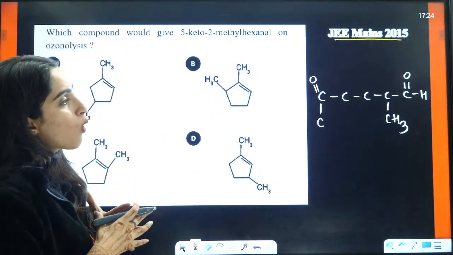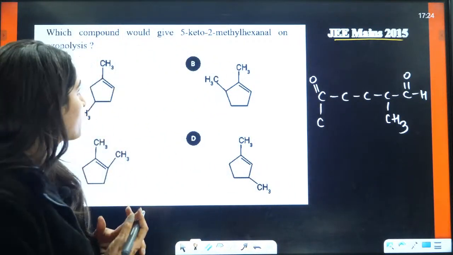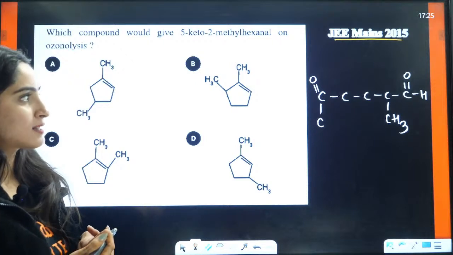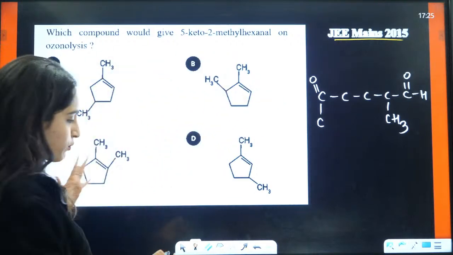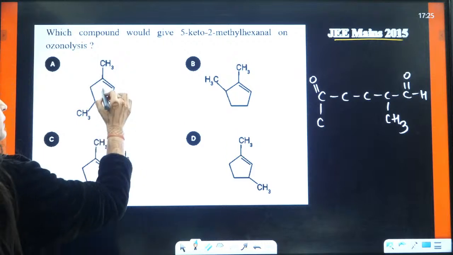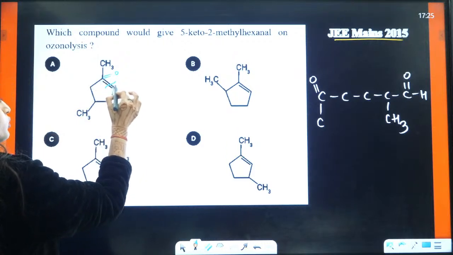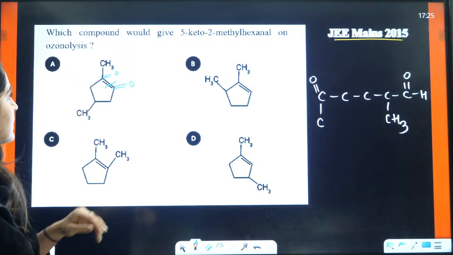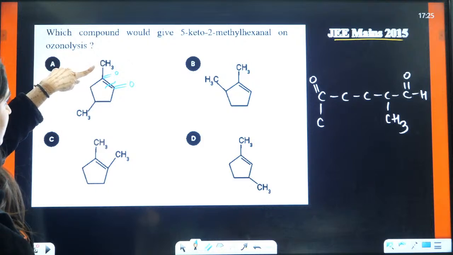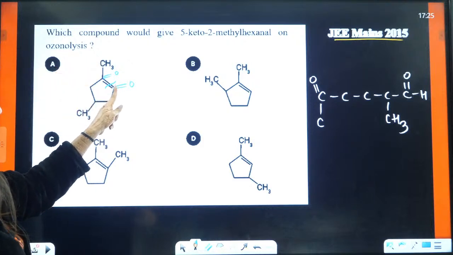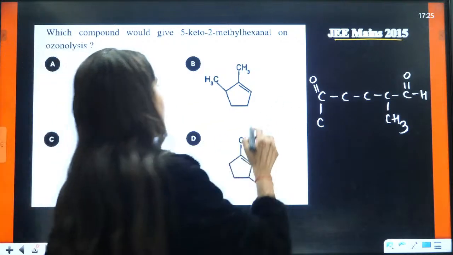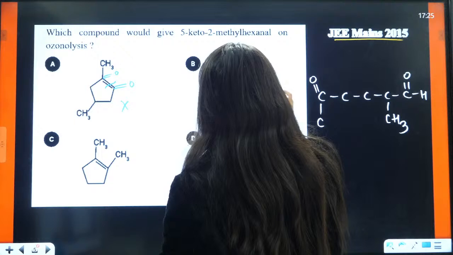They are asking you what should be the reactant. Which compound will give this on ozonolysis? We need to find that compound, so just break the bond everywhere. If you break this bond here, the answer will be double bond O, that means double bond O, CH3, double bond O, CH3, and here it will be CH3. No, the answer will not be this one, because we are not able to form that compound. Again, here it will be double bond O.